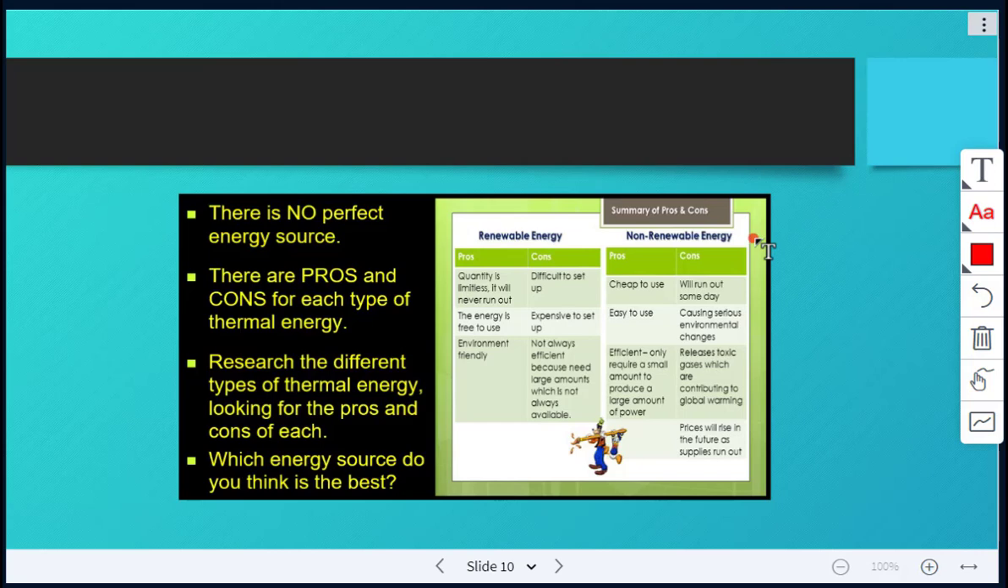And then non-renewable energy sources like coal, oil, and natural gas. The pros: it's cheap to use, it's easy to use, and it's also efficient. You only need a small amount of it to produce a large amount of power. But the cons: it's going to run out someday. There are all the environmental damages it's causing, like global warming. It's releasing toxic gases, leading to global warming and climate change, and prices are going to continue to rise as supplies run out.